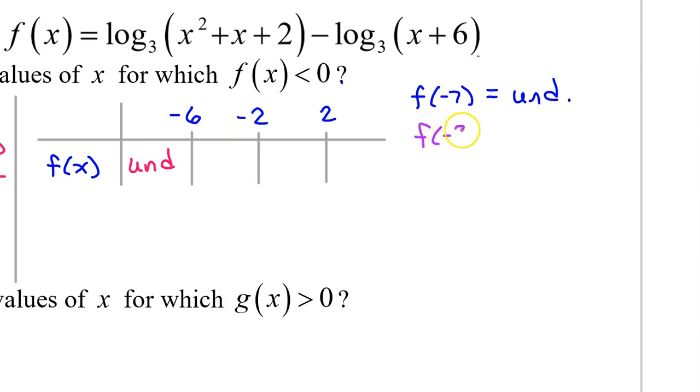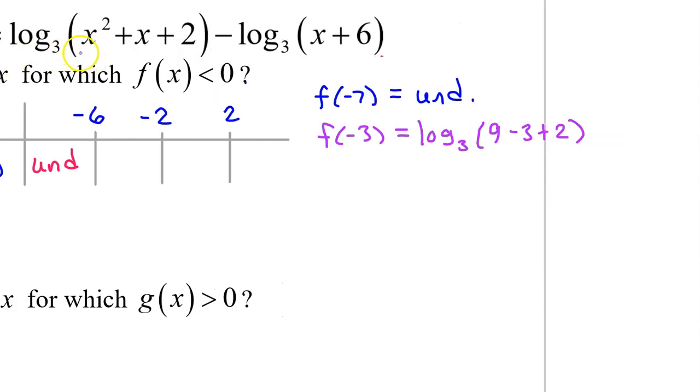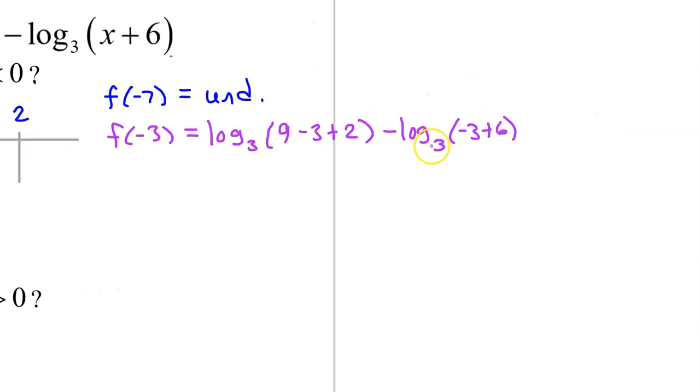So let's talk about f at negative 3. If I plug negative 3 in right here, I get the log base 3 of 9 minus 3 plus 2. Negative 3 squared is 9, and then you have the negative 3 and the plus 2. If I plug in negative 3 right here, we have minus the log base 3 of negative 3 plus 6.